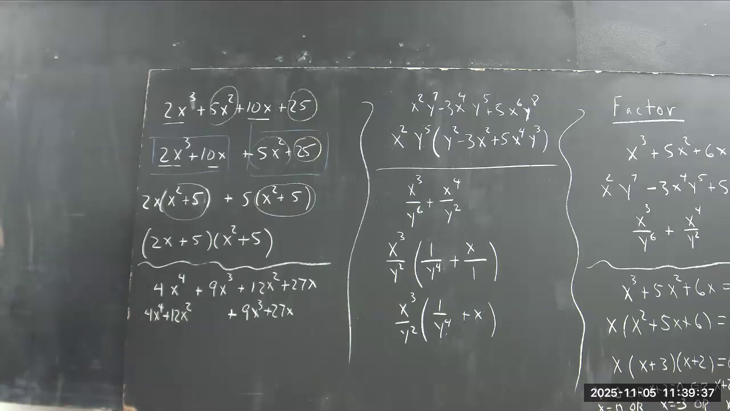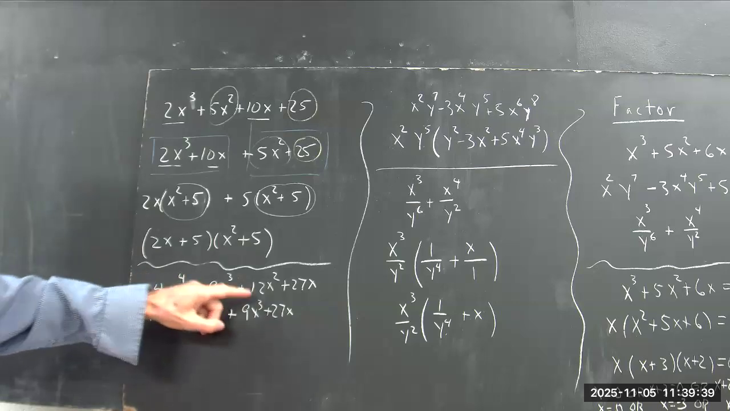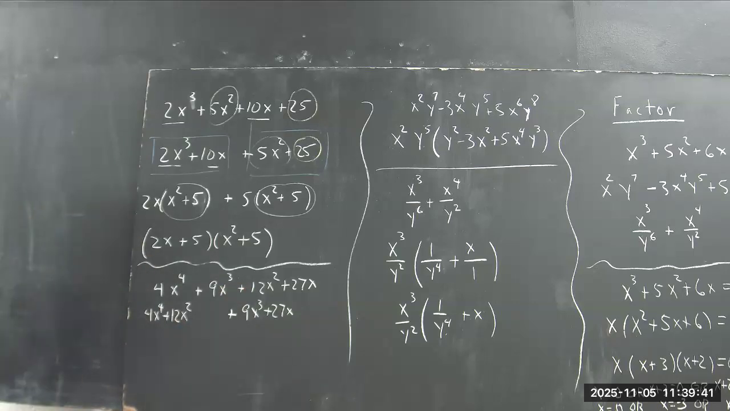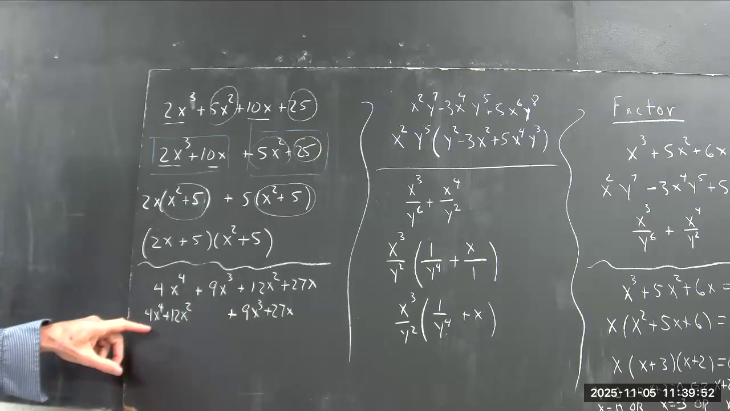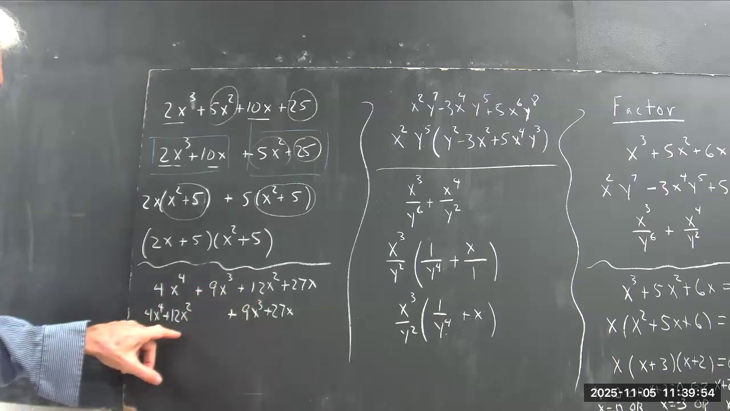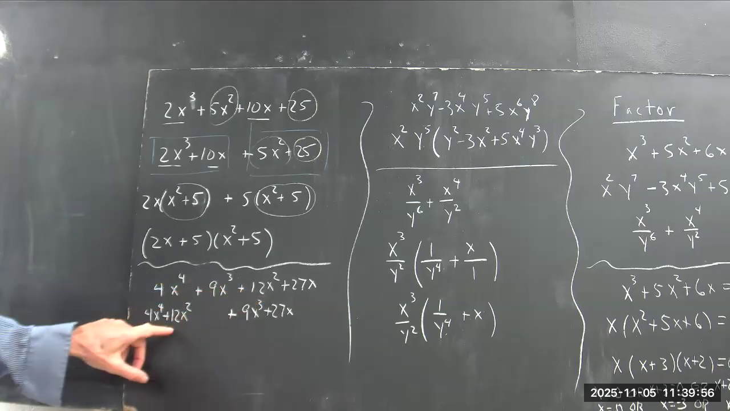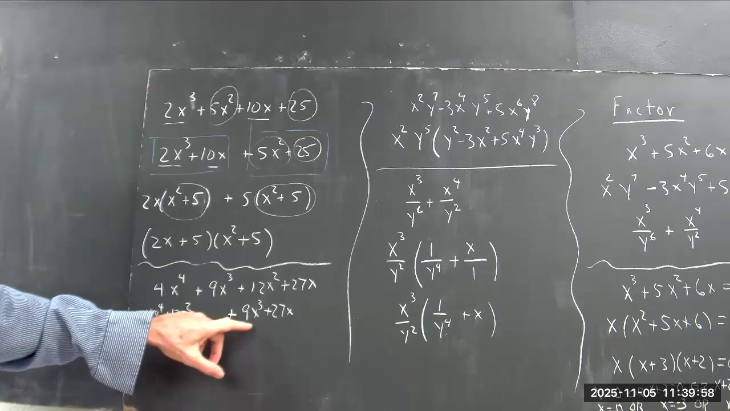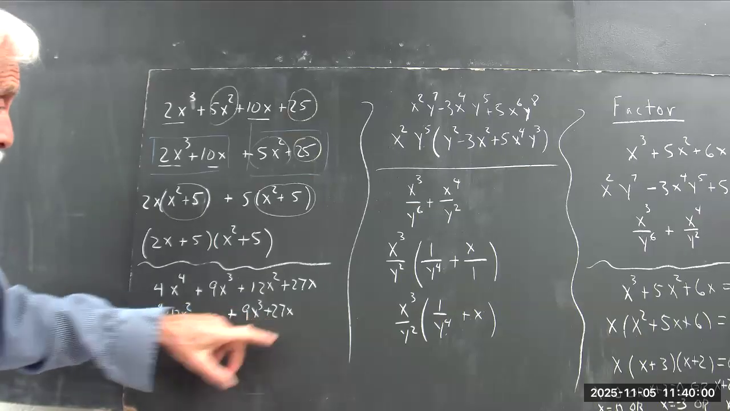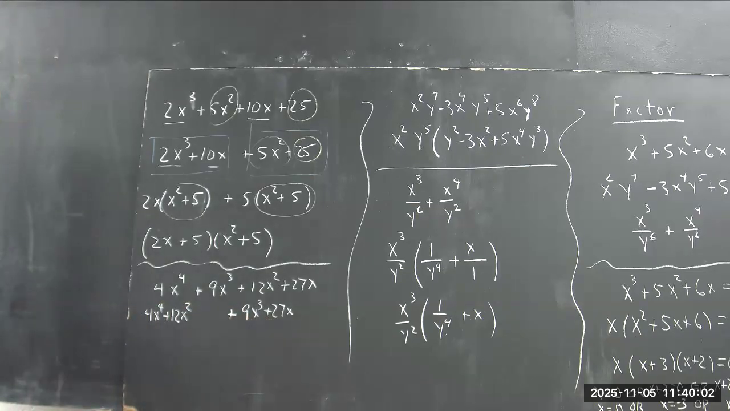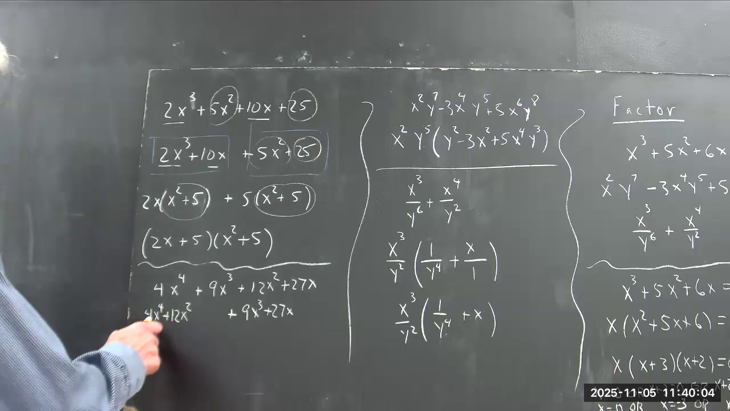Now, we notice that 4 goes into 12 3 times, and 9 goes into 27 3 times. That's a good start. So maybe we go ahead and write this out and see if it's going to work. So we can put the 4x to the fourth and 12x squared grouped together. And we can group the 9x cubed plus 27x together. And now let's see what factors out.